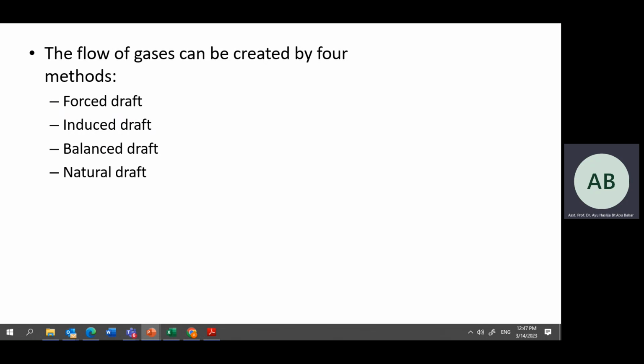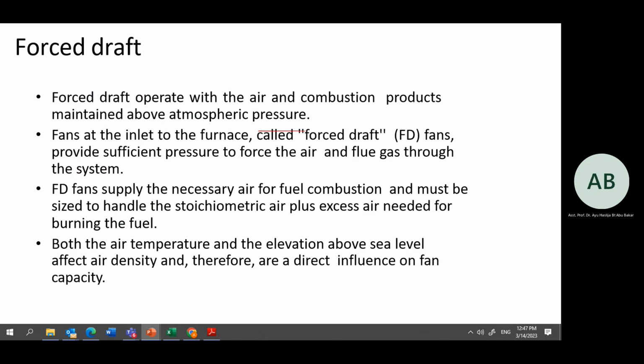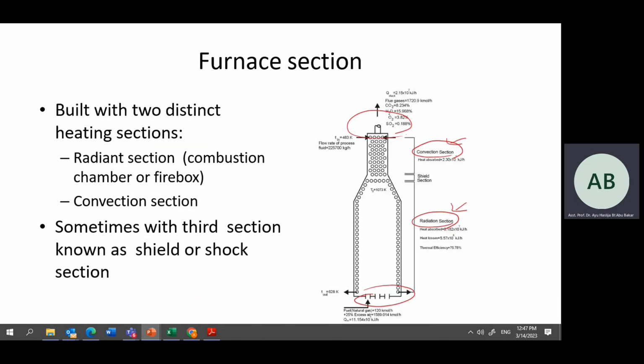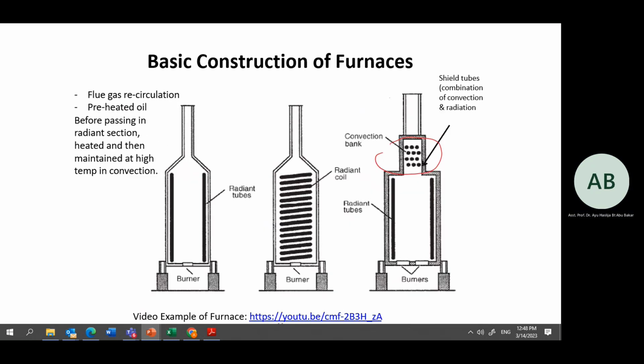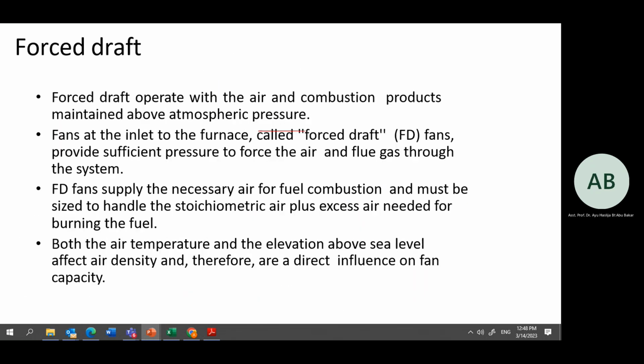There are four types of draft: forced draft, induced draft, balanced draft, and natural draft. We go one by one. Forced draft operates with the air and combustion products maintained above atmospheric pressure. The fan at the inlet of the furnace is called forced draft, which means it pushes in the air at a specific pressure.